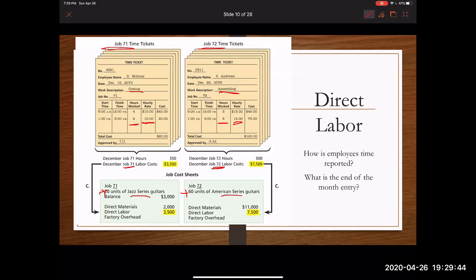So me being me, I'm like, well, why are they getting paid differently, right? Why are they getting paid $5 more? I want to know, right?